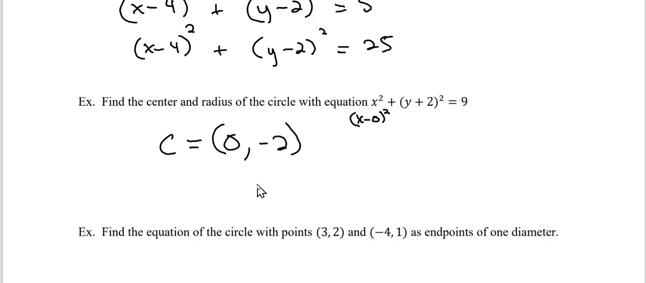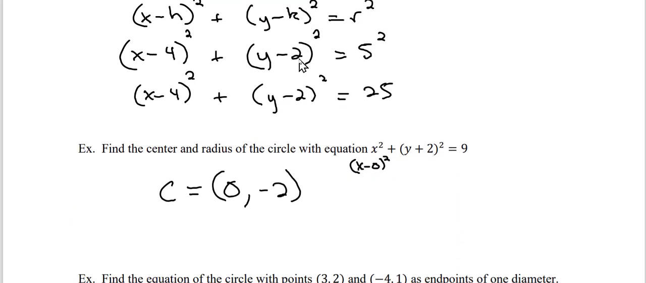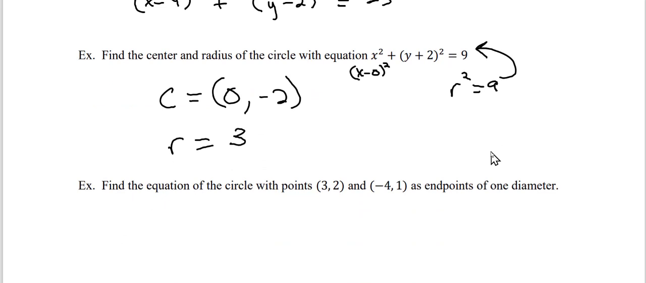Y coordinate of negative 2, because it's the opposite, that minus k in the formula. And then the radius would be 3, because r squared is equal to 9 here. Radius is always positive, so even if we square root that, we get the plus minus. You can't really have a negative radius.